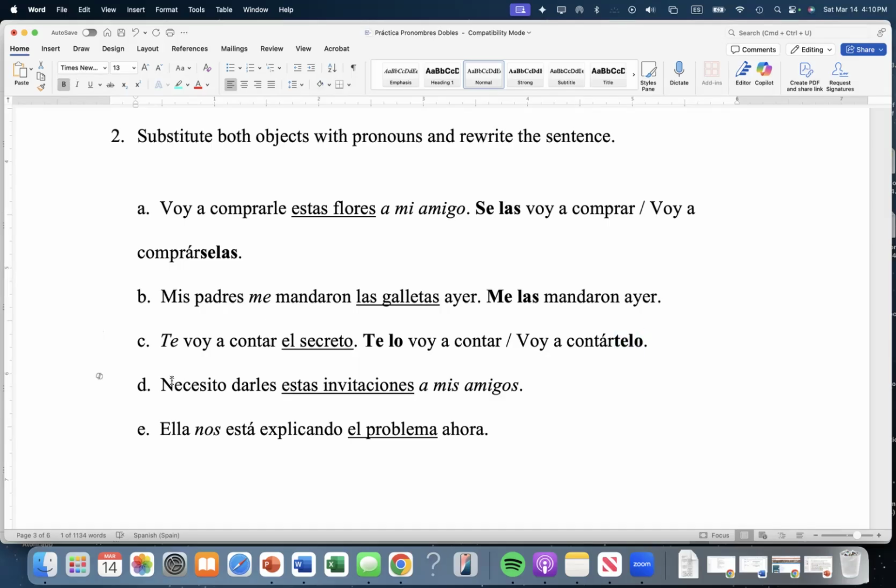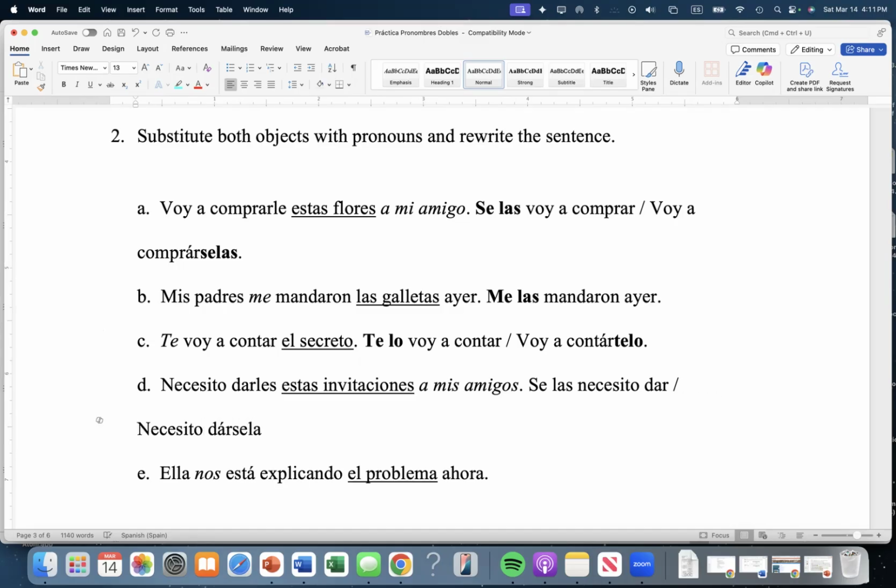Okay. Letra D. Necesito darles estas invitaciones a mis amigos. A mis amigos, that would be les. Estas invitaciones, that would be replaced with las. So, se las necesito dar. Necesito dárselas.